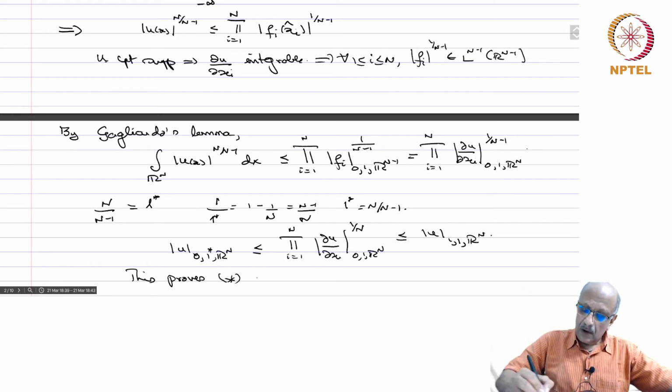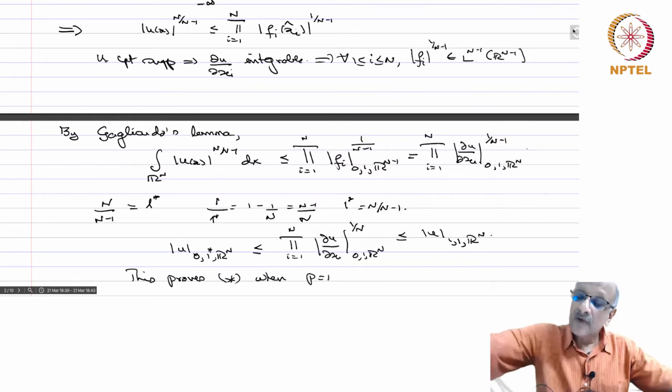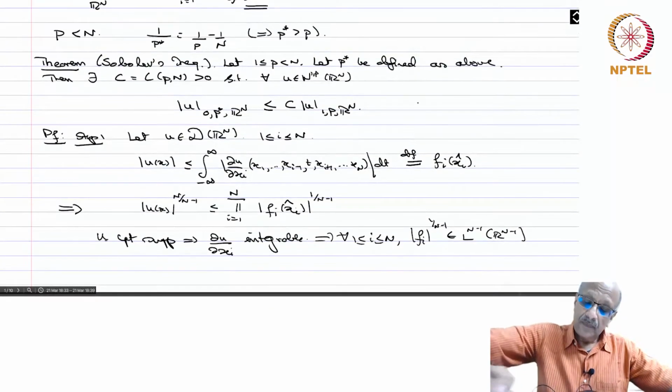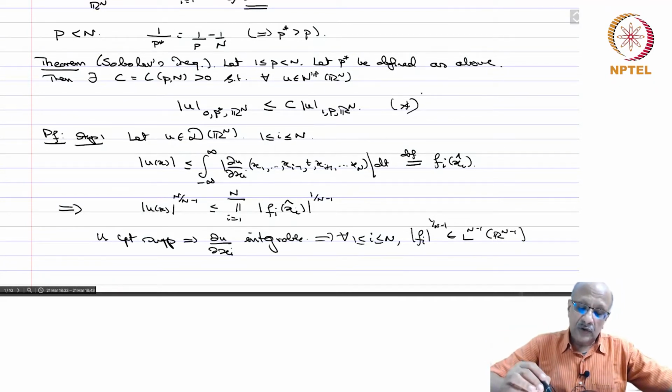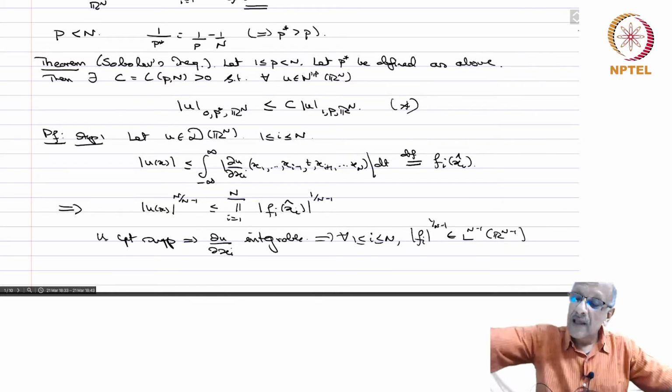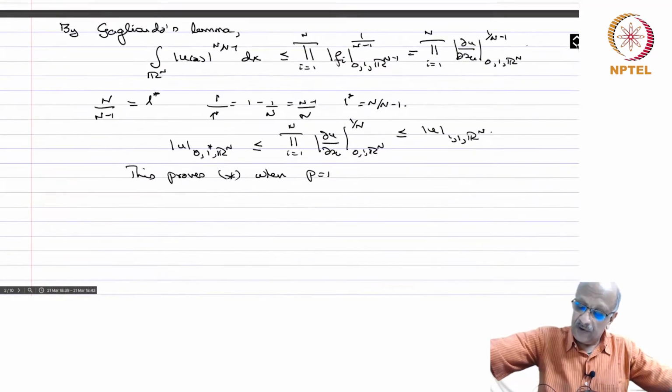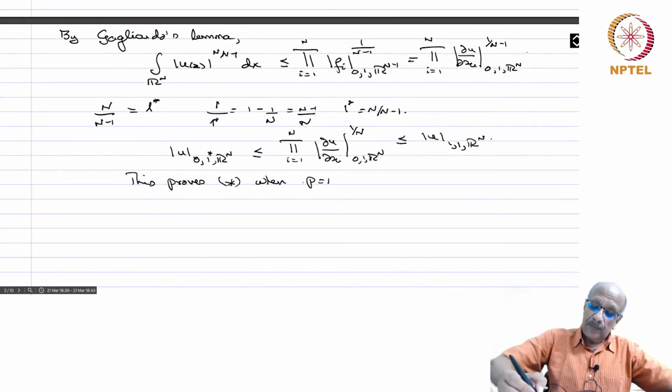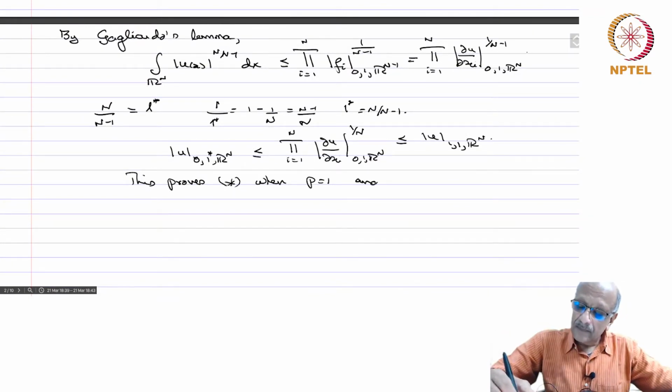So this proves star when p equals 1. So what is star? This is star. So when p equals 1, the L^(1 star) norm of u on R^n is less than c times the W^(1,1) norm of u on R^n, and that's exactly what I have proved here. So we have proved it when p equals 1 and u in D of R^n.